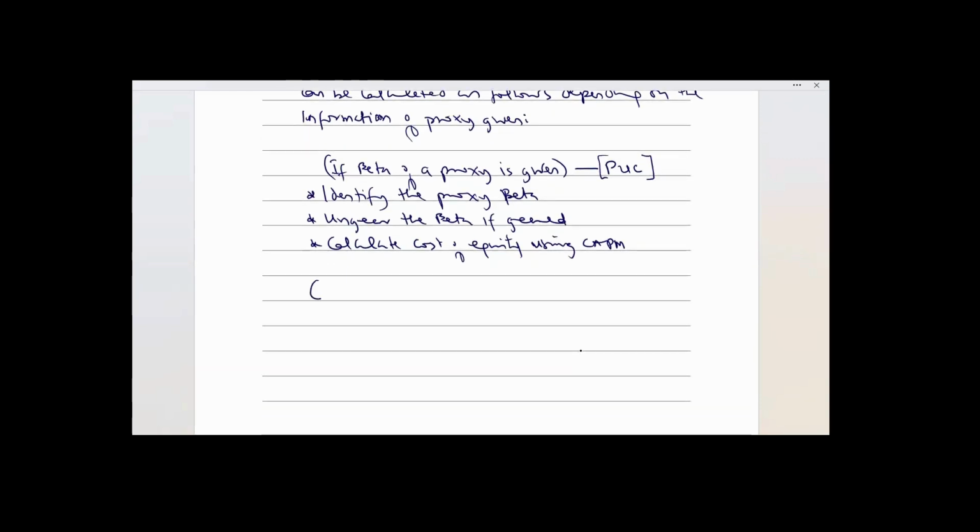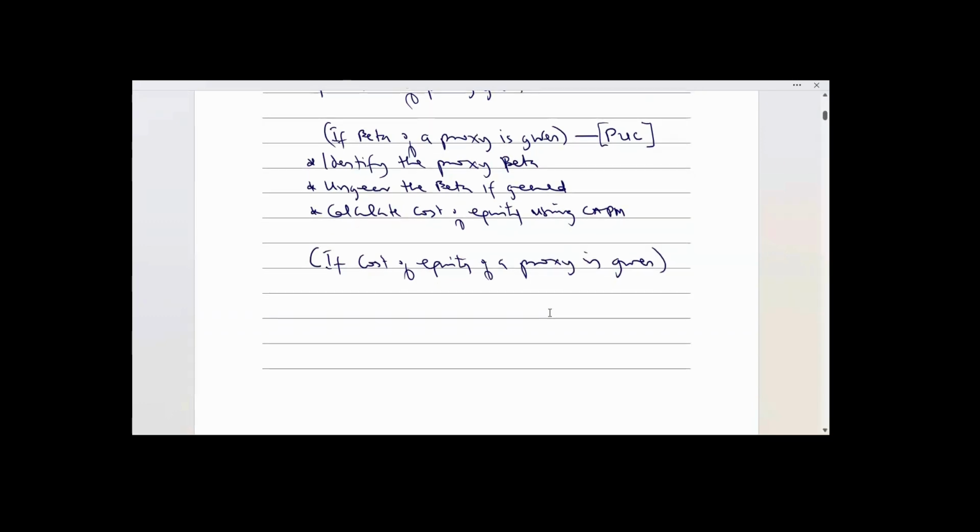If cost of equity of a proxy is given, then in this case, you are supposed to calculate cost of equity using Miller and Modigliani formula.